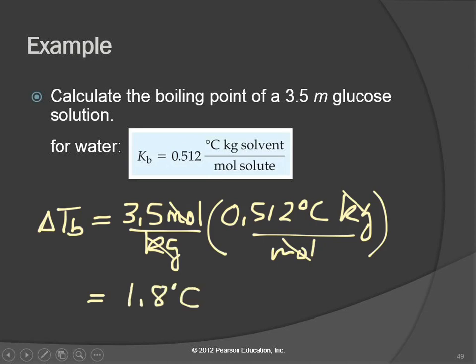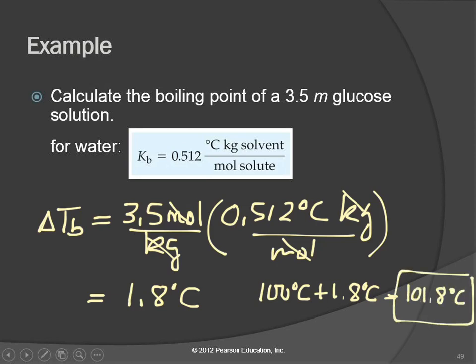Is the boiling point of the solution 1.8 degrees? No. You have to take the boiling point of the pure solvent and add this. So it normally boils at 100 degrees, so then we're going to add the 1.8, and it's going to boil at 101.8. Any questions?